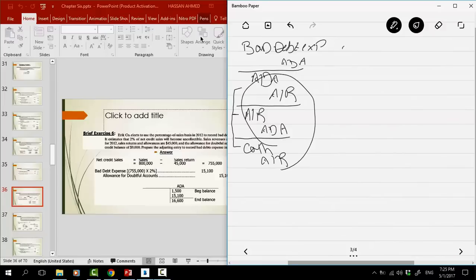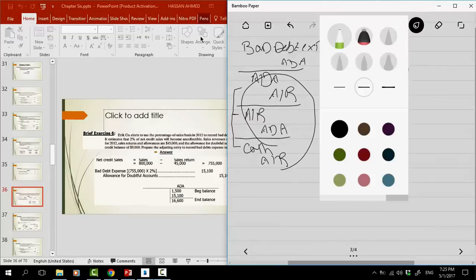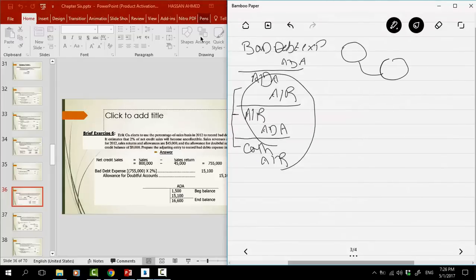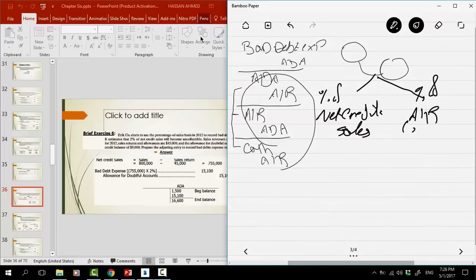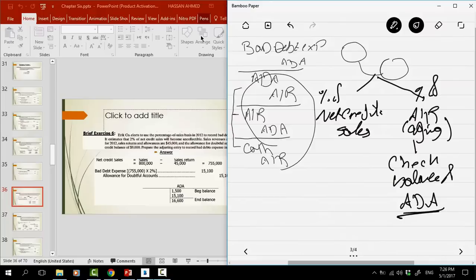How will we estimate the portion of the accounts receivable that might not be collected? We have two methods. First, percentage of net credit sales. Second, percentage of accounts receivable, or called the aging method. In this method we must check the balance first of the ADA. Okay, let's solve some problems.